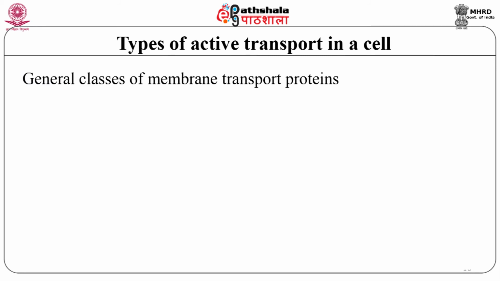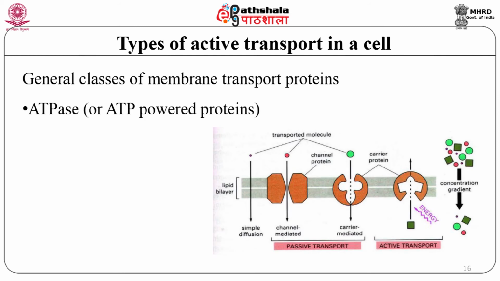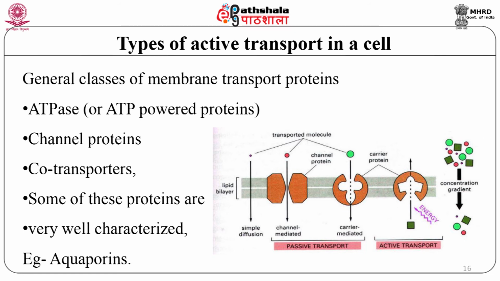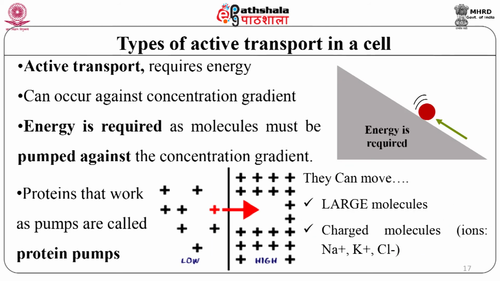These membrane transport proteins belong to general classes as follows: ATPase or ATP powered proteins, channel proteins and co-transporters. Some of these proteins are very well characterized, for example aquaporins. On the basis of the requirement of energy for transport, there are two types of transport across the membrane. First is active transport, which requires energy.